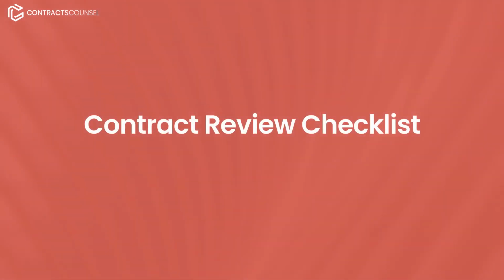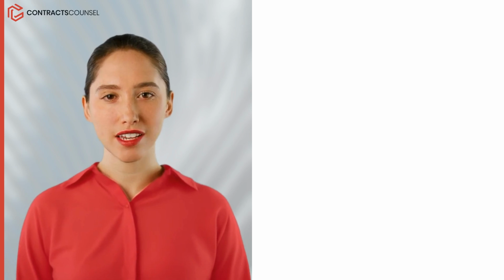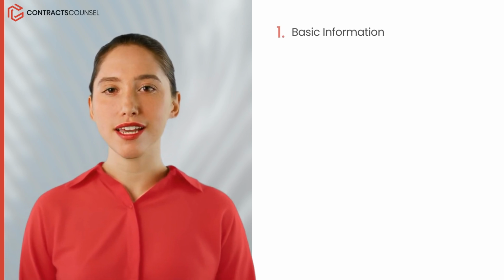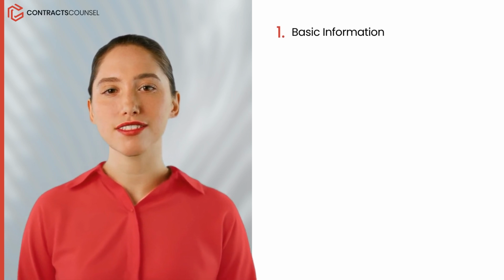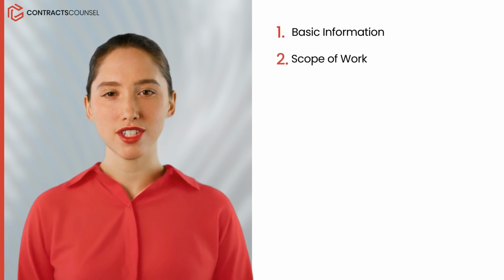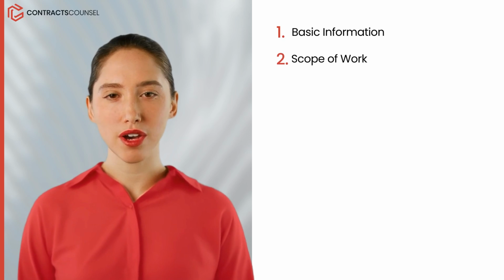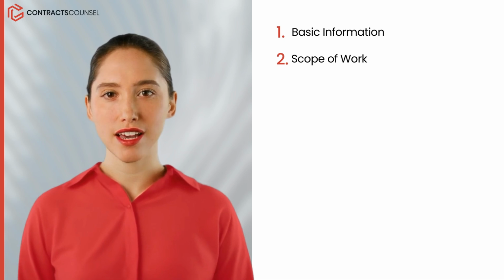Contract review checklist. Here's a checklist of key terms to guide you through the contract review process. Note, we'll assume you have a contract for services so you can understand what a checklist may look like. 1. Basic information. Verify the names and addresses of all parties involved and ensure the contract date is correct. 2. Scope of work. Clearly define the work or services to be performed, and check for specific deliverables and deadlines.